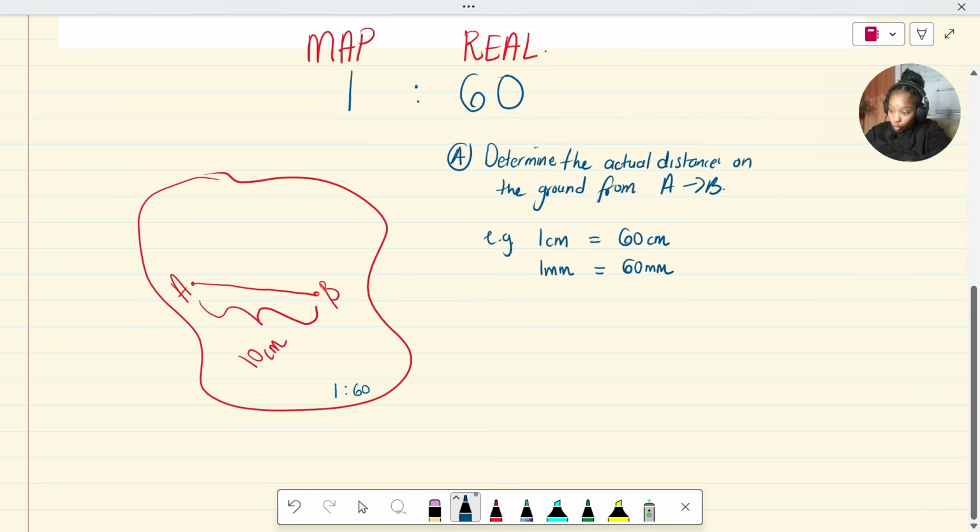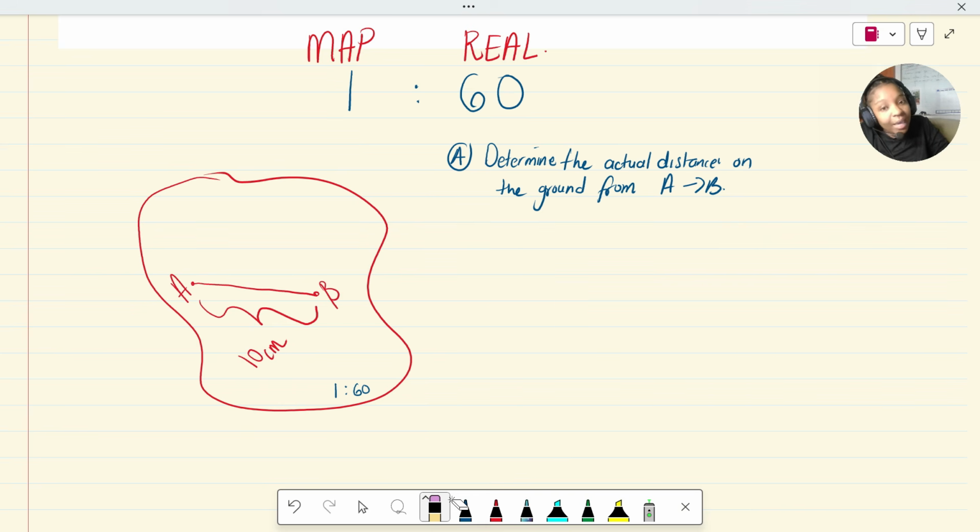So if you take your ruler and you measure 1 centimeter, it means that in real life it translates to 60 centimeters. If you measure 1 millimeter on the map, then in real life it translates to 60 millimeters. That is basically what the scale means. But you need to remember that the units for the scale are whatever units you use when you're measuring. So that's why I'm saying if you measure this, then in real life it becomes this.